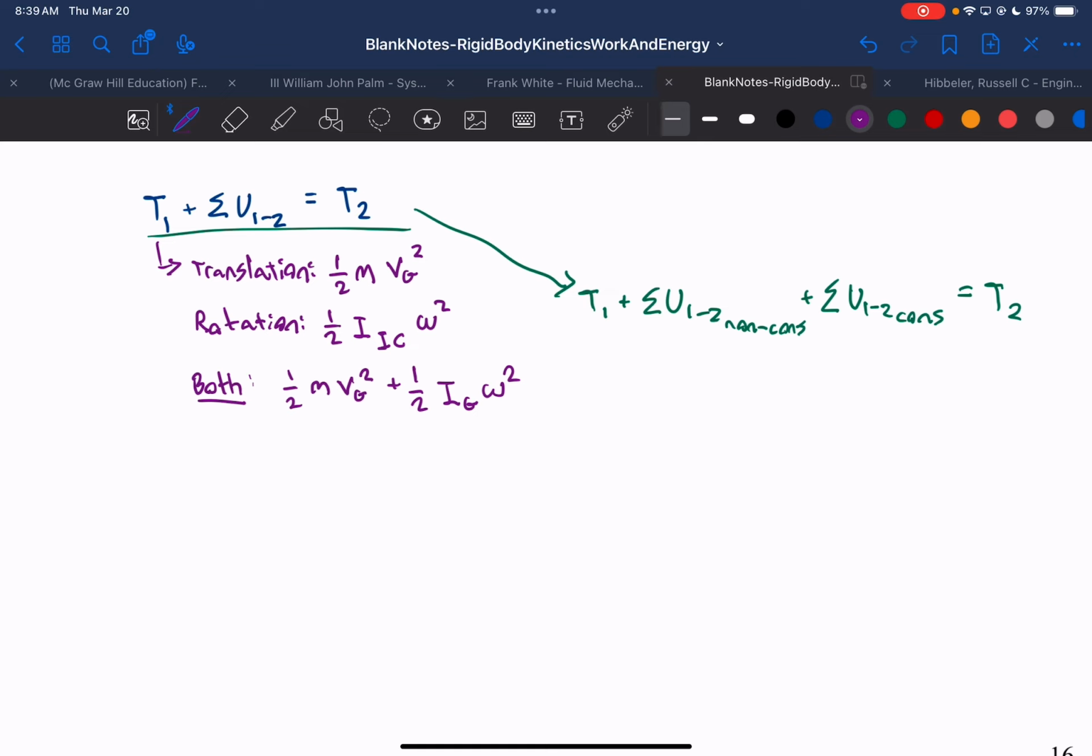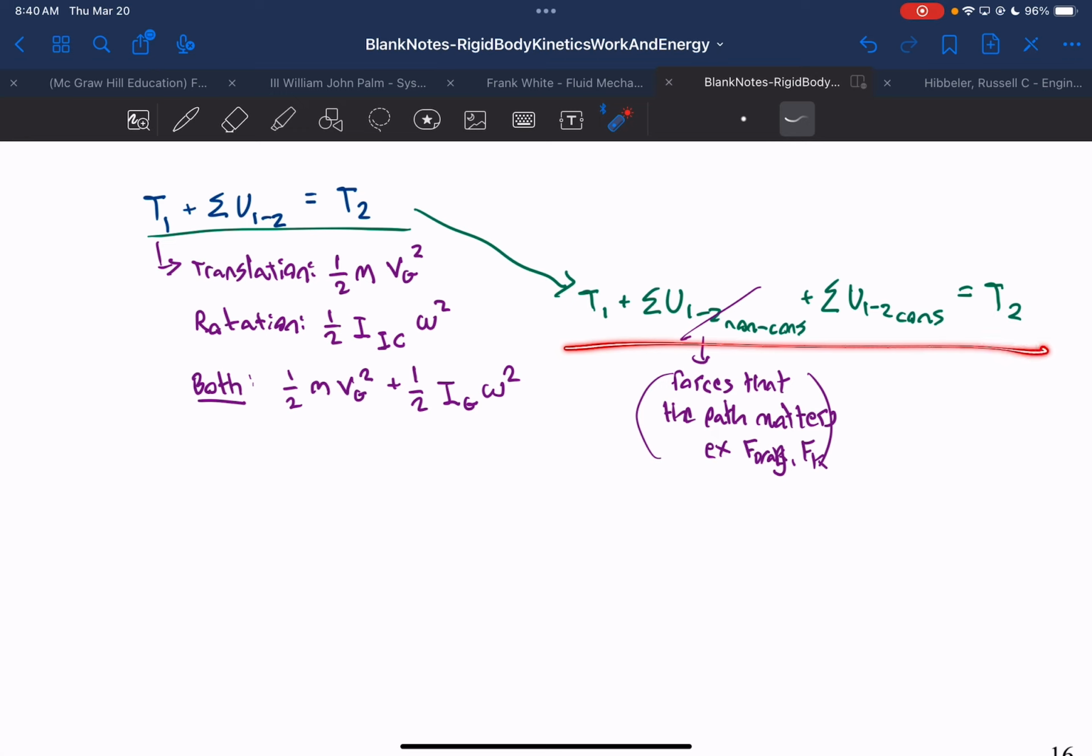So let's say we don't have non-conservative forces. We don't have forces that the path matters for. The path matters, in simple terms. Examples: F drag, F kinetic friction. Okay. We can keep on simplifying this formula.